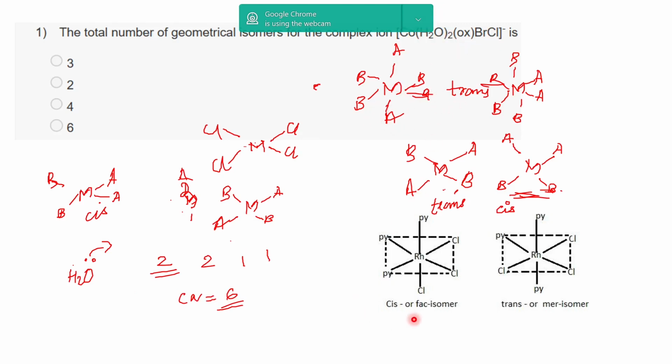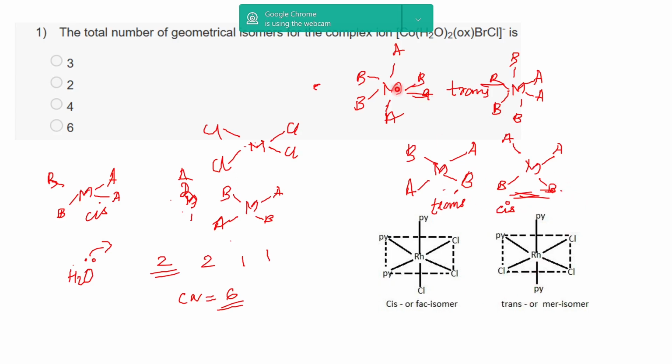So octahedral complex can have facial isomer and meridional isomer kinds of geometrical isomers, where these are closer to each other, or at least one pair is trans to each other. These are also called cis or trans, but when there are three ligands like this, we cannot directly call it cis or trans, because these are also cis. Whenever it is meridional, at least one pair will be opposite to each other. So in that way we can identify it as facial or meridional isomer.